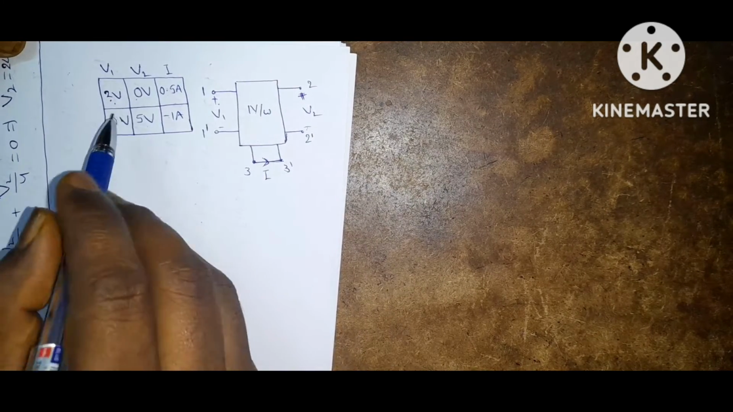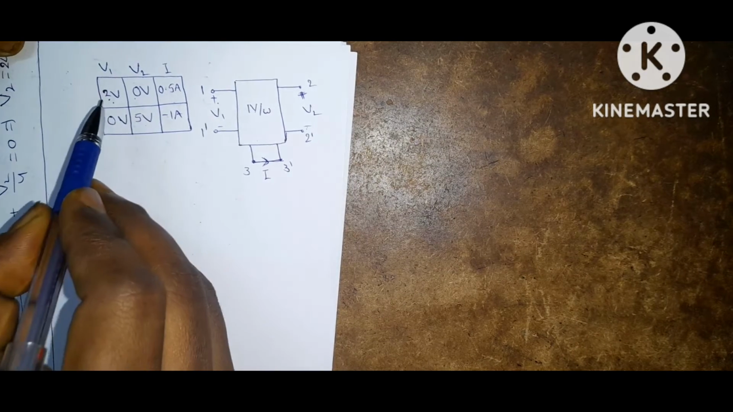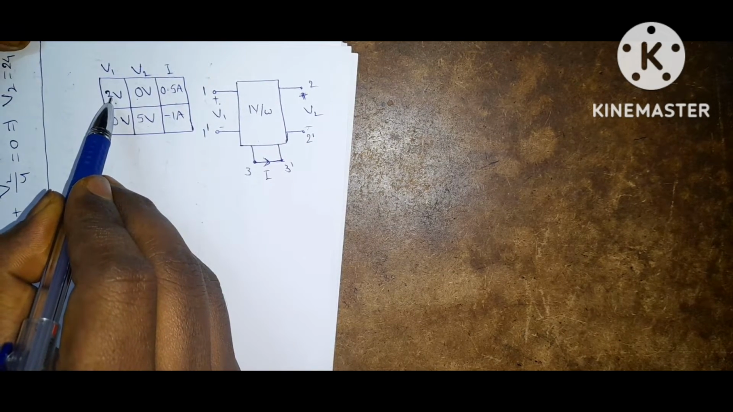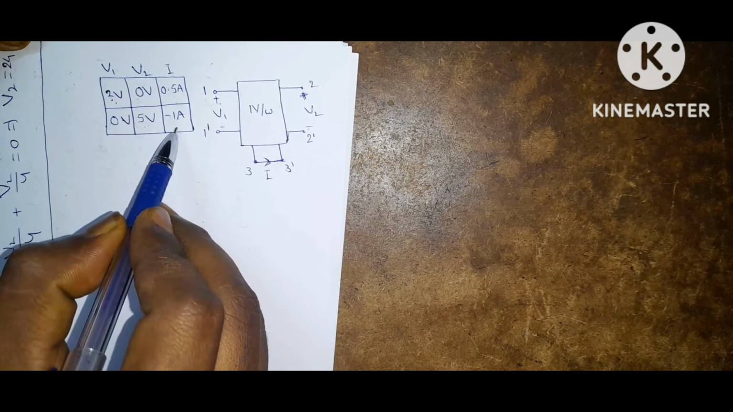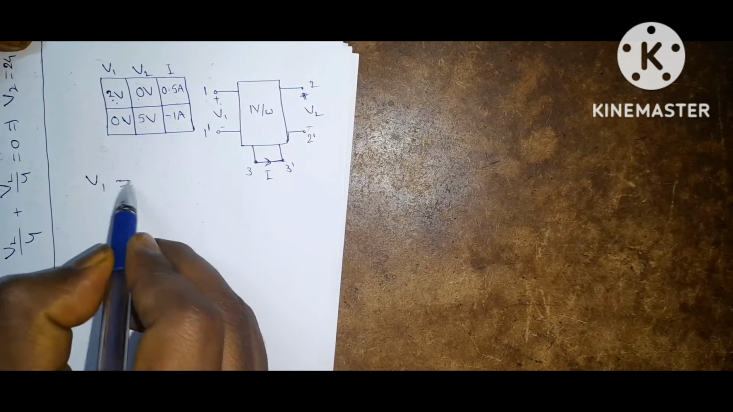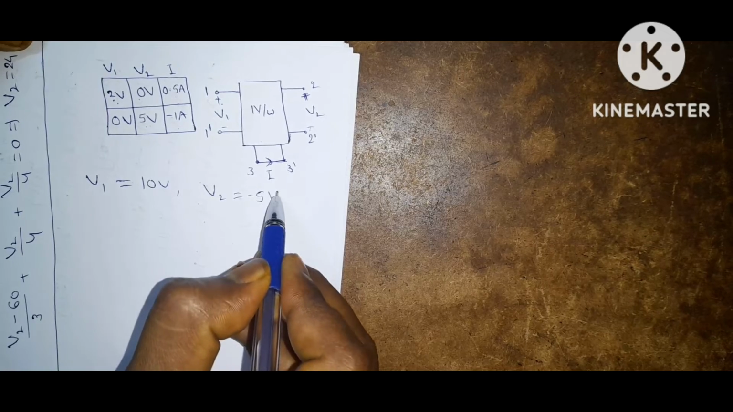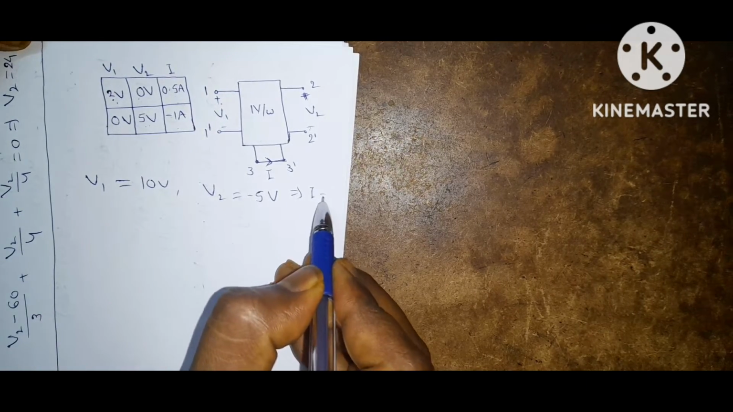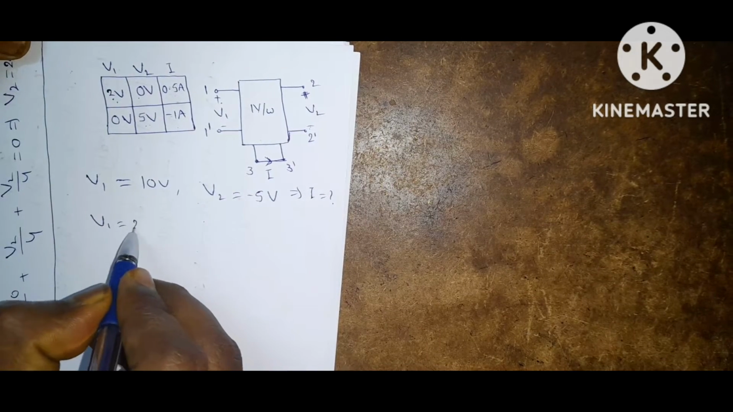If you observe, this is indirectly given as superposition theorem data. Only one source acting alone, the response is like this. Another source acting alone, the response is like this. He is asking, if V1 is equal to 10 volts and V2 equal to minus 5 volts, then I equals how much? From this data, what is V1? V1 equal to 2 volts.